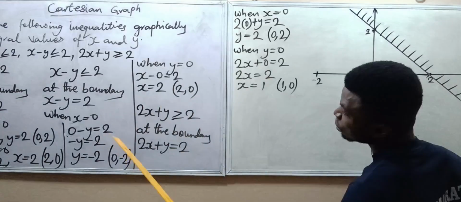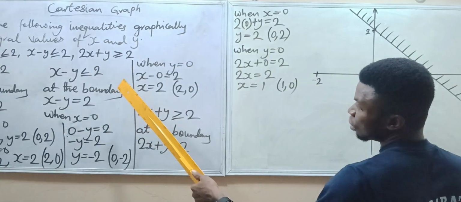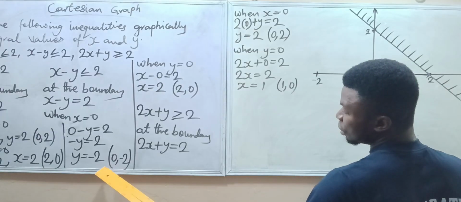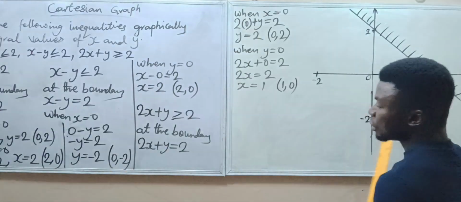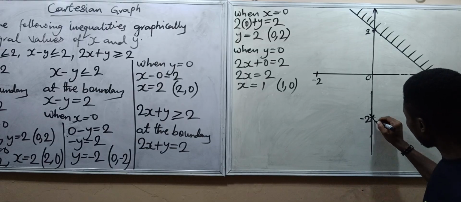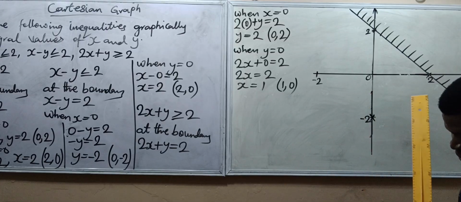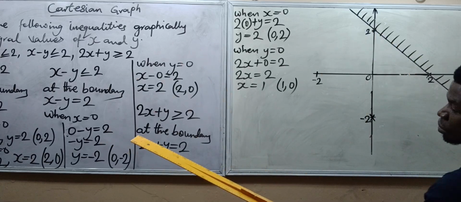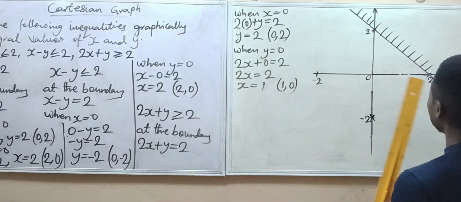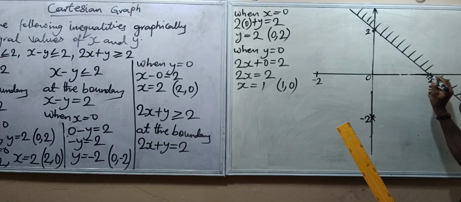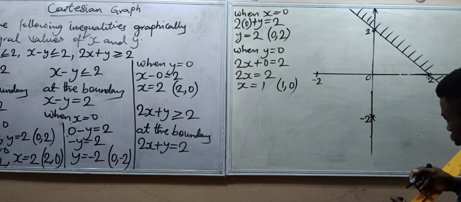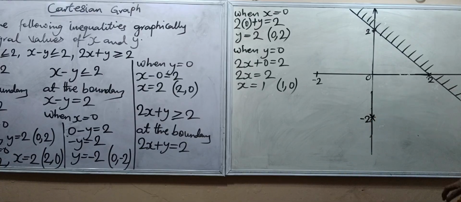Now coming to the second equation, which is x minus y is less than or equal to 2. From there, we notice that when x is 0, y is minus 2. That means this point, right? And another one, the second one, is when x is 2, y is 0. When x is 2, which is this point, y is 0.